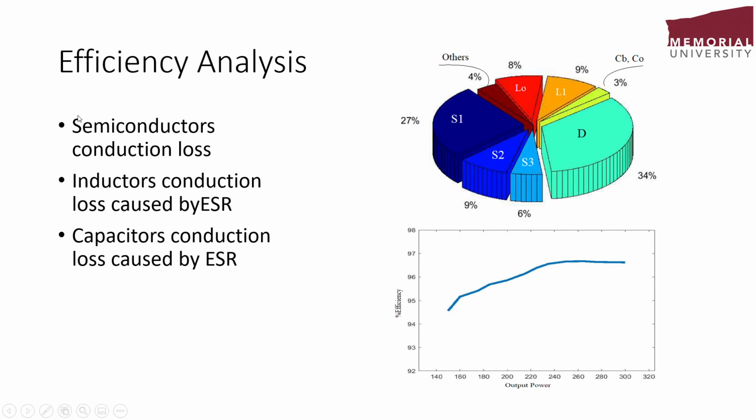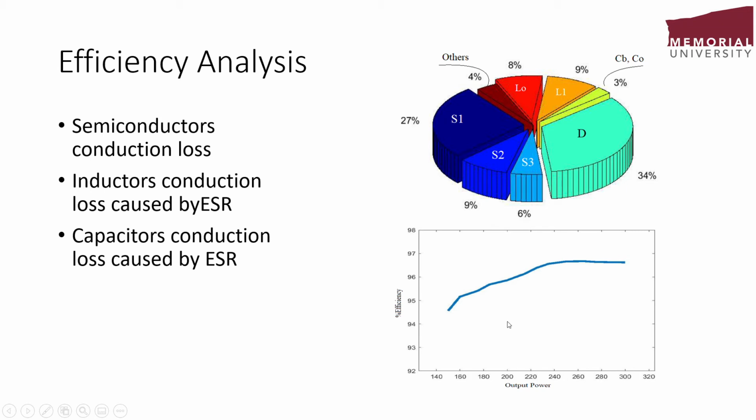Based on the sequence from highest to lowest power loss, first we have the semiconductors' conduction loss, and then the inductors' conduction loss caused by ESR, and then the capacitors' conduction loss caused by ESR as well. The reason is there is no switching frequency here, and because of that the major power loss is the semiconductors' conduction loss. As you can see here, the diode and then S1, S2 and S3 are the majority of the power losses of this converter, and then the inductors' loss and then the capacitors' loss.